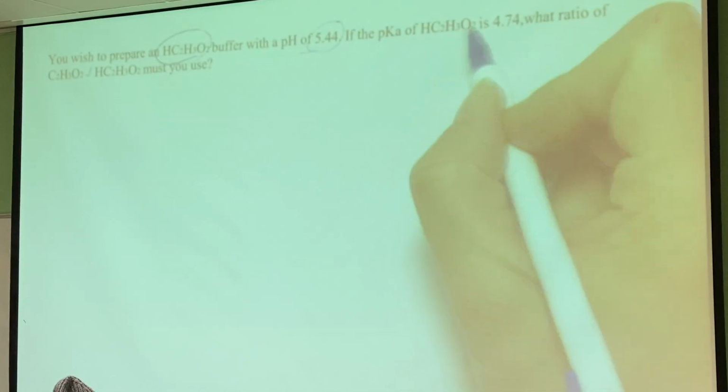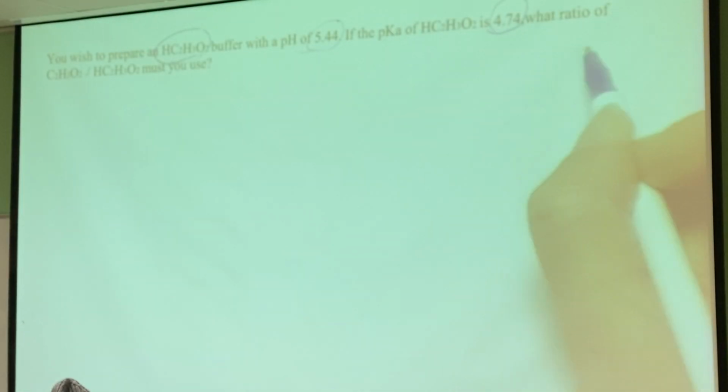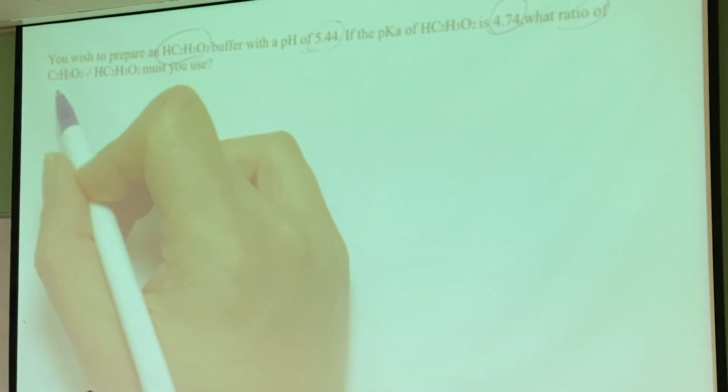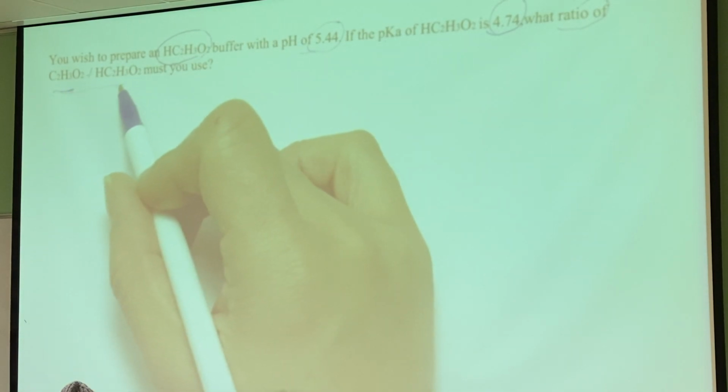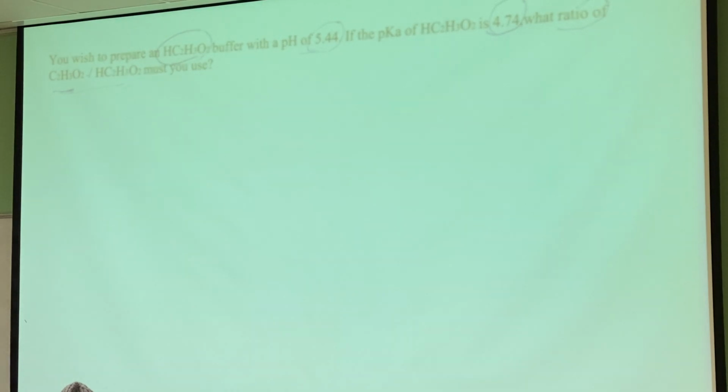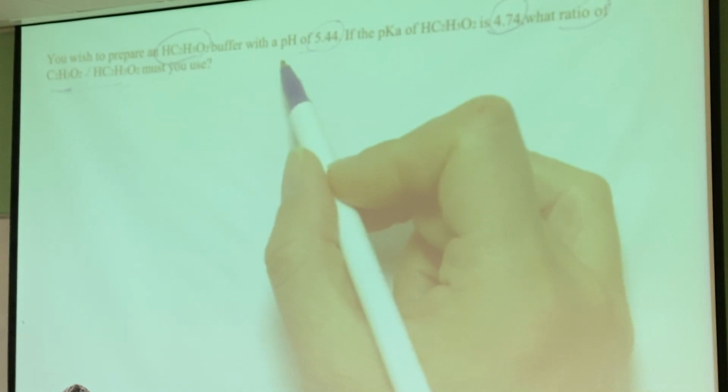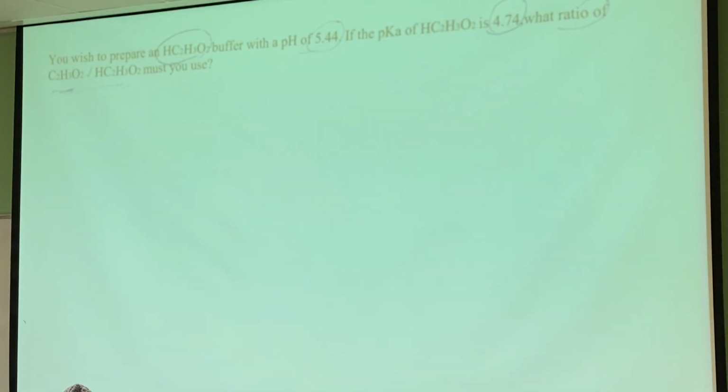And also the pKa is given. It asks you what is the ratio of the conjugate base and the weak acid. What is the ratio you need? So think about that. When you say buffer and some calculation, you first see in your mind, okay, if I have a buffer, I should consider the Henderson-Hasselbalch equation first. If it doesn't work, then I consider other things.